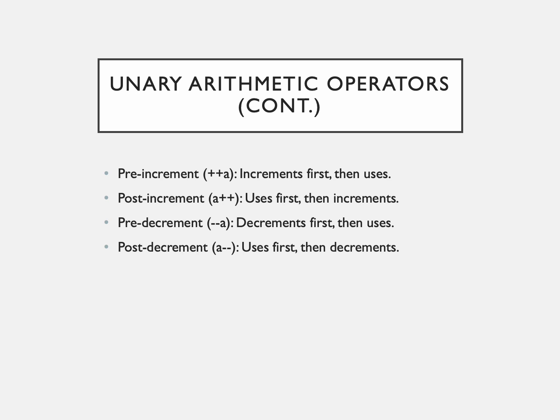For example, if you write a equal to 5 and b equal to plus plus a, then a is first incremented and then it will be used. Second, we have post-increment, a plus plus. In this case, the variable is used first and then incremented. For example, if we say integer a equal to 5 and then b equal to a plus plus, first b is assigned 5, then a will be incremented by 1.